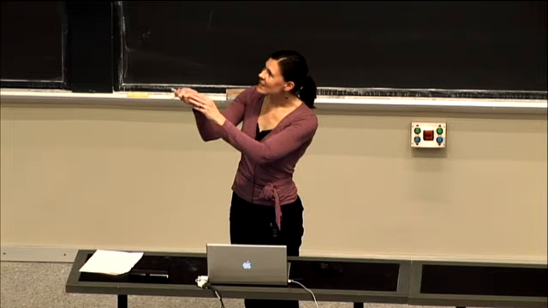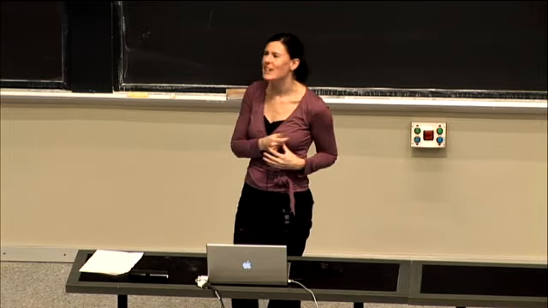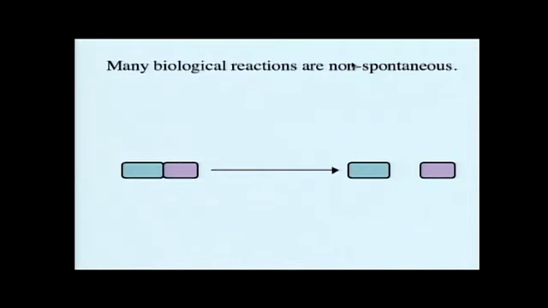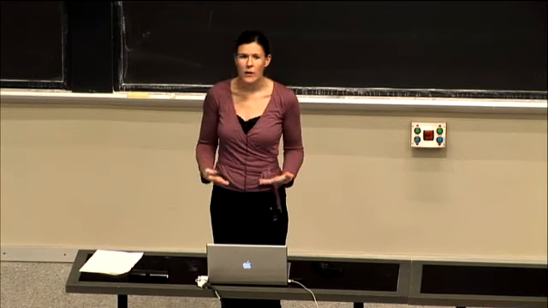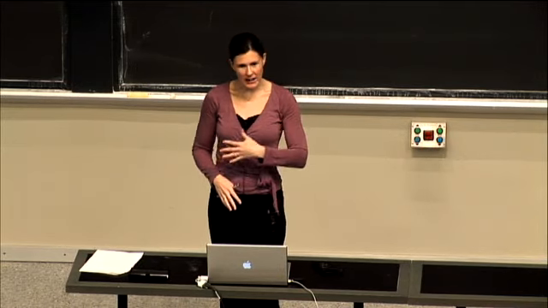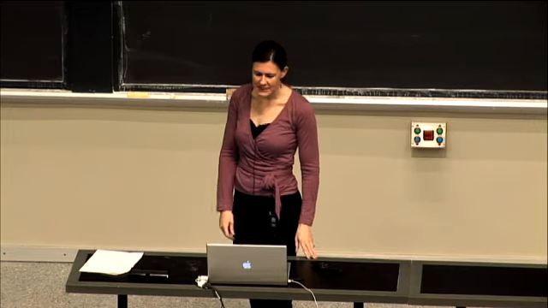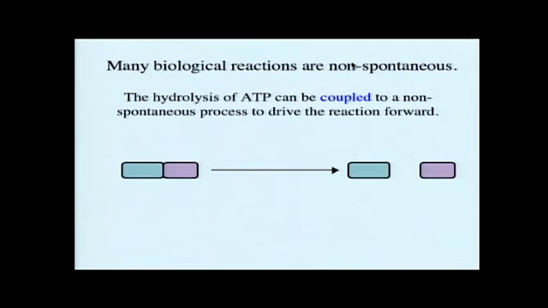So I just show a schematic biological reaction here where we have some molecule that's broken up into two building blocks. So let's say, for example, this has a delta G that's greater than 0. We need to think about how our body can actually make this reaction happen. And the way that it does this is that it takes the hydrolysis of ATP, which is what's called coupled to this non-spontaneous reaction.